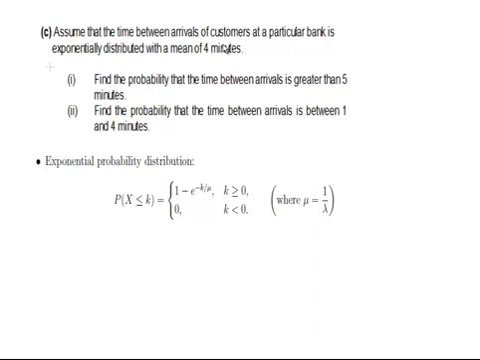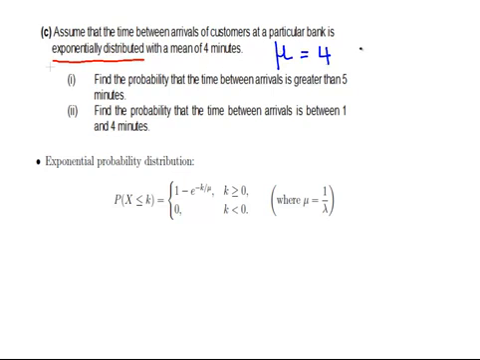Assume that the time between arrivals of customers at a particular bank is exponentially distributed with a mean of 4 minutes. So before we actually look at the questions, let's just think about what we're told. We're told that mu is equal to 4 minutes.